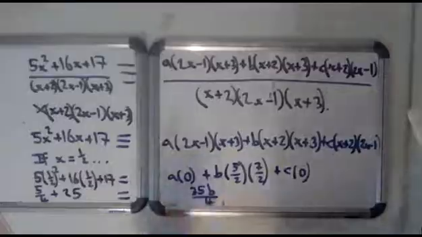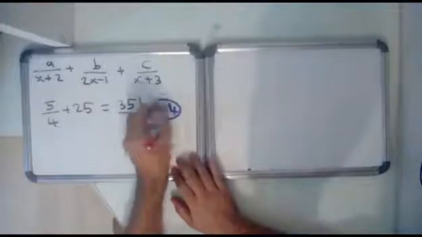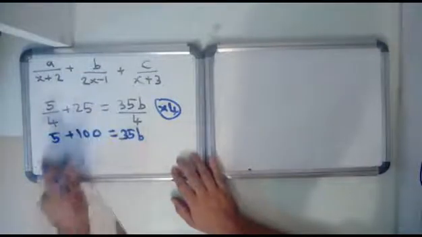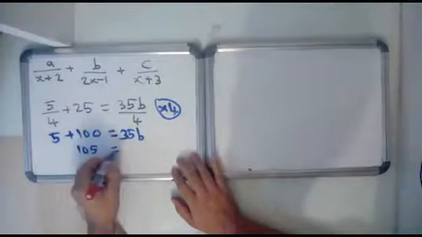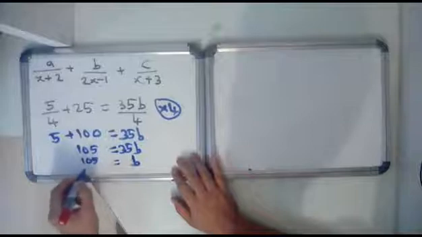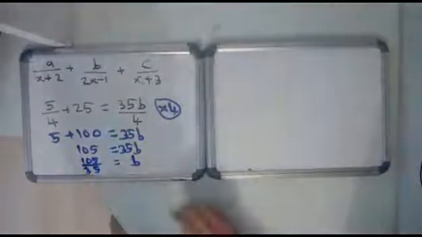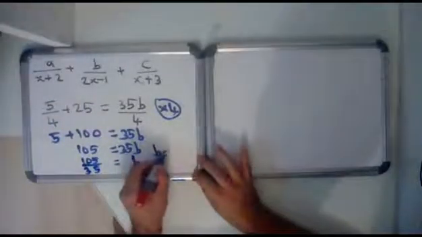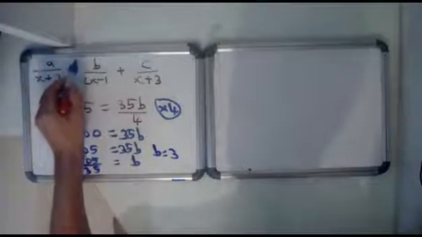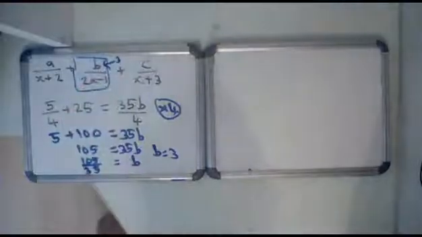So if we have 5 over 4 plus 25 equals 35b over 4, you're going to multiply that through by 4. So 5 plus 100 equals 35b. So 105 equals 35b, meaning that b equals 105 over 35. Now 3 30s are 90, 3 5s are 15, so b equals 3, which means this part of the partial fraction is going to be 3 over 2x minus 1. So b is going to be 3 there.